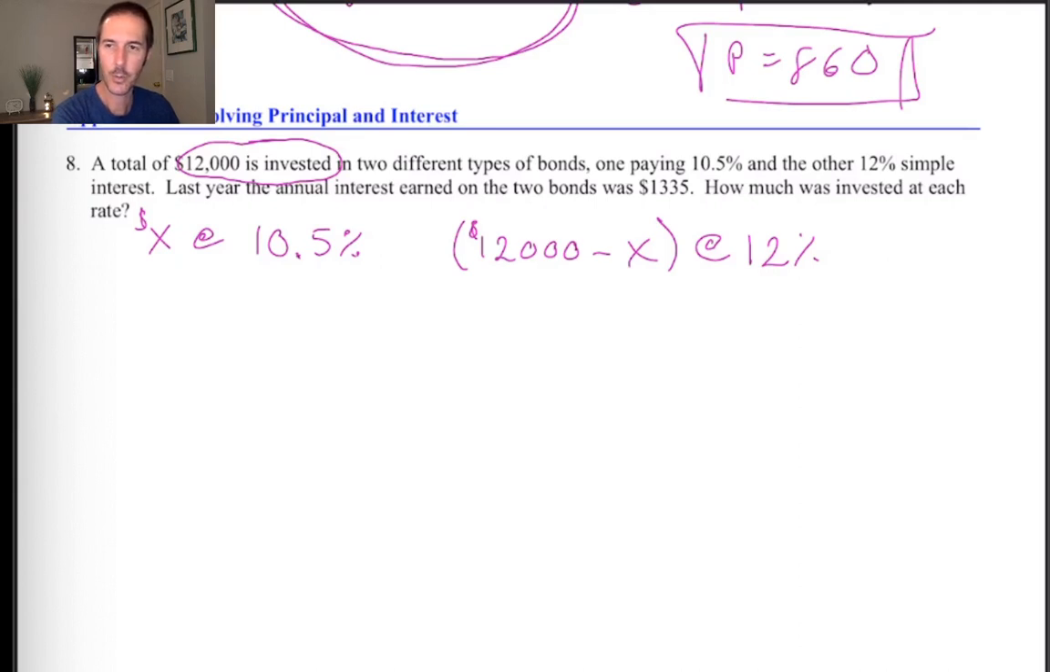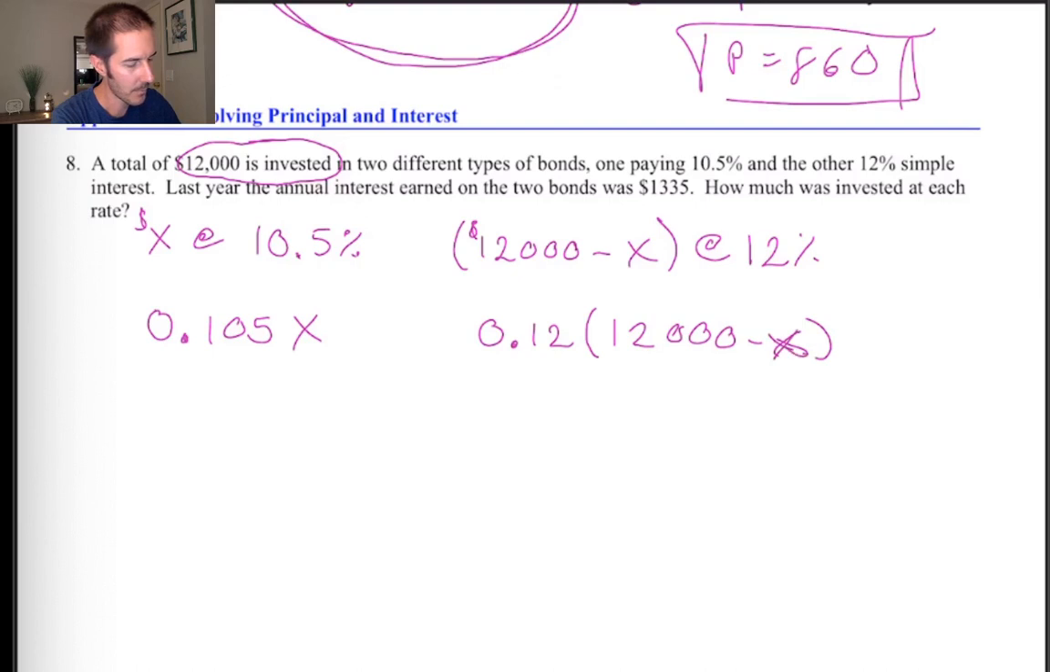In order to find the amount of interest that I earn on my X dollars, I will take my investment and multiply it by my interest rate. I'm going to write that as 0.105 times X, and the amount of interest that I'm going to earn on my second investment is my interest rate, which is 0.12 times the amount of money that I'm investing at that interest rate, which is 12,000 minus X dollars. Those are the amounts of interest that I'm earning on my two investments.